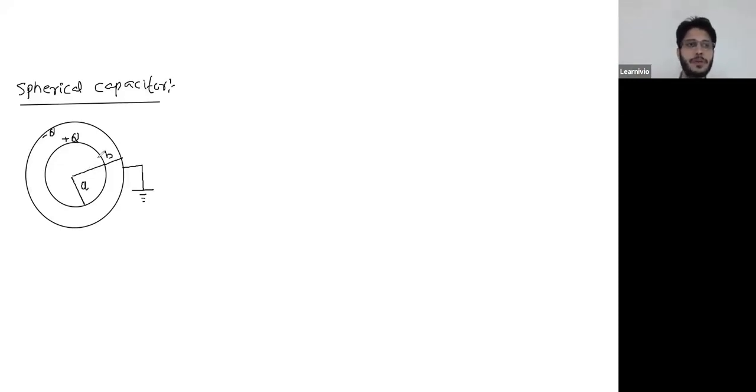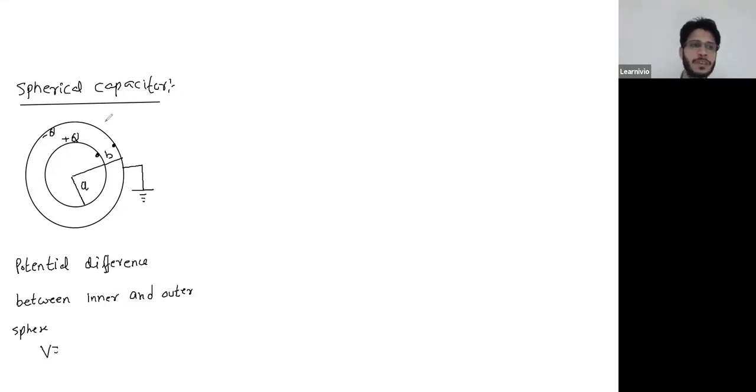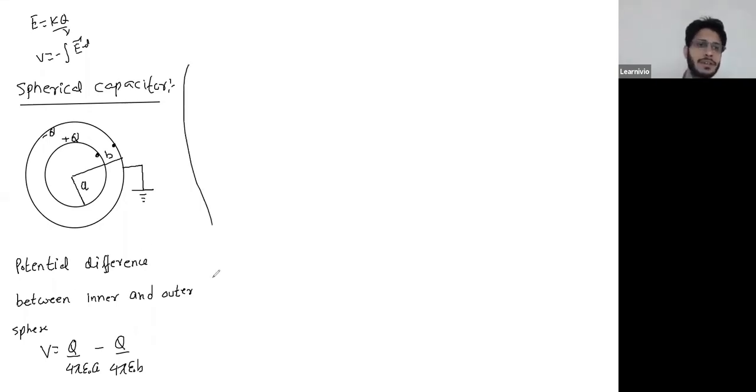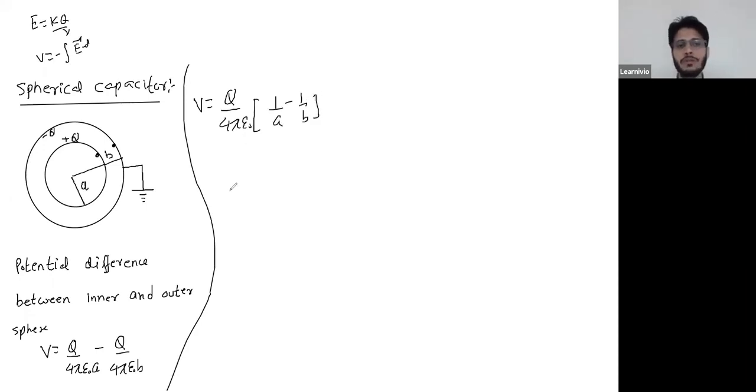Yes. Next, you need the potential difference between the inner and outer sphere. The potential difference is just the subtraction of the potentials of the two spheres: Q over 4 pi epsilon naught A minus Q over 4 pi epsilon naught B. You can even derive this by first calculating the field, KQ by R squared, and then integrating the field. But since we did potential in the last section, I'm using the direct results. Take Q by 4 pi epsilon naught as common, and you are left with 1 by A minus 1 by B.